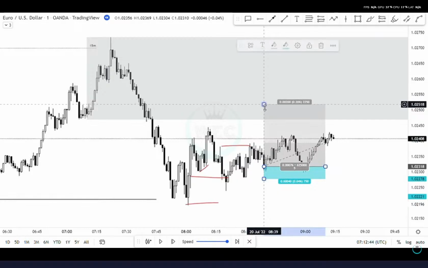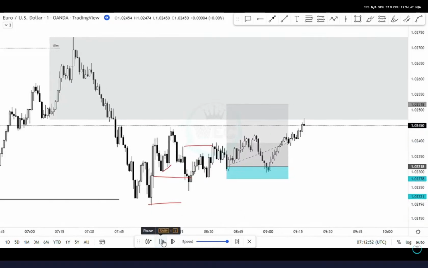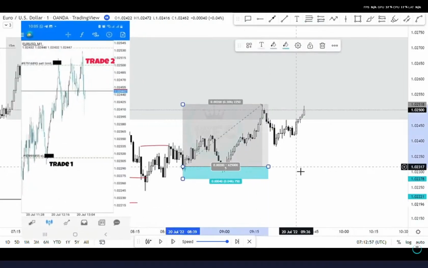So like I said earlier, some smart money traders are selling. But let's see what price does. So price quickly, you can see it hits my TP nicely, and I'm done with my first trade.